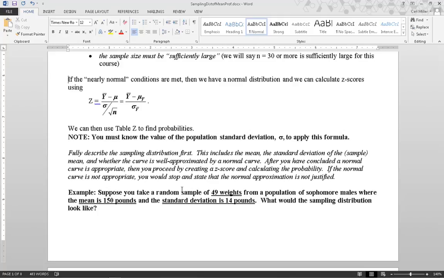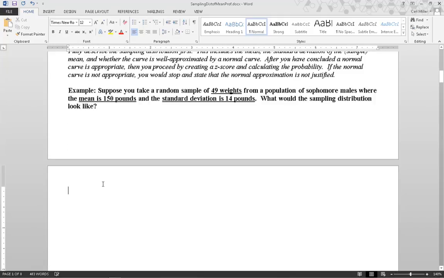For example, suppose you take a random sample of 49 weights from a population of sophomore males where the mean is 150 pounds and the standard deviation is 14 pounds. What would the sampling distribution look like? Start by writing down what you know about the population. The mean is 150 pounds. The standard deviation of individual weights is 14 pounds, and the sample size is 49.